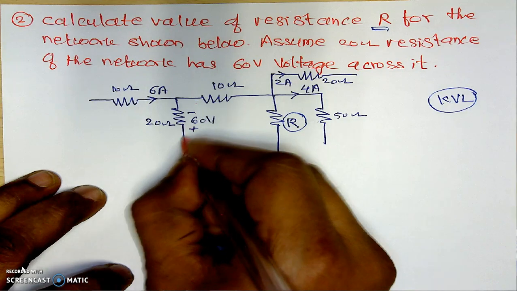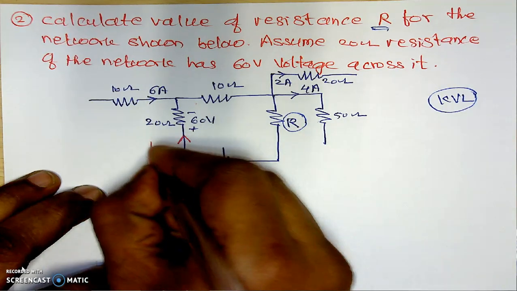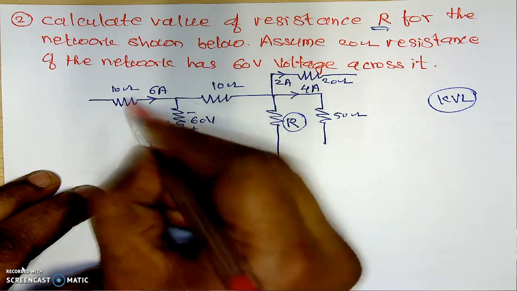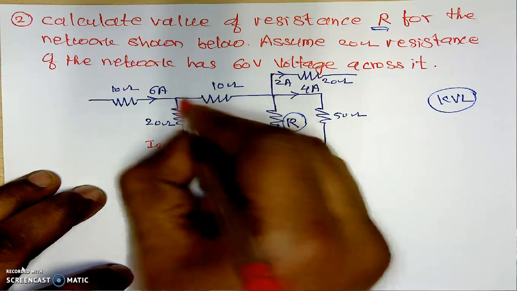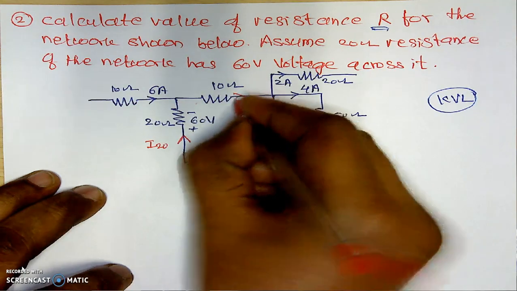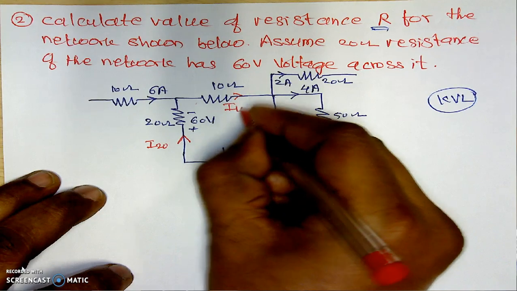This direction of the current will be something like this. I will name this current as I20. This is incoming, this is incoming. This current will be the outgoing. I will name this current as I10 and it is outgoing.